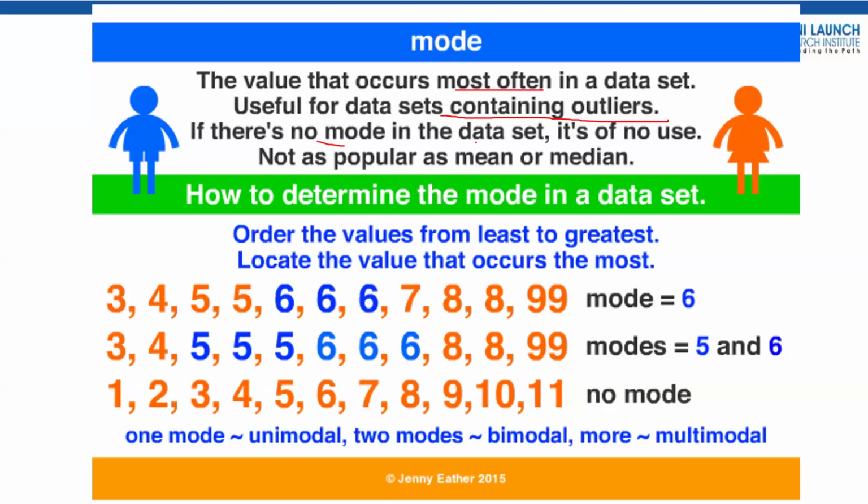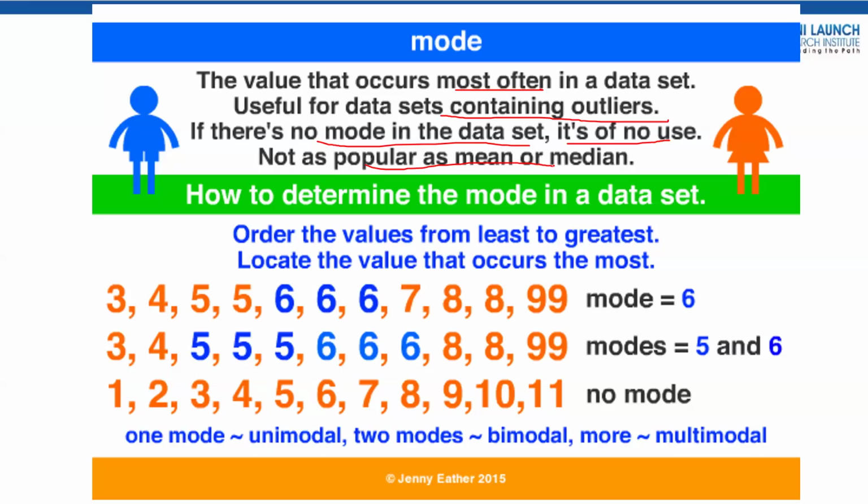If there is no mode in the data, then it is of no use. Such data is not used at all. So mode is not as popular as mean or median. In statistics, we don't use mode much. We are just learning, but in any data, if you want to show the data in a clinical study report, we use only mean. We don't use median and we don't use mode. But we're just learning that these are measures of central tendency.